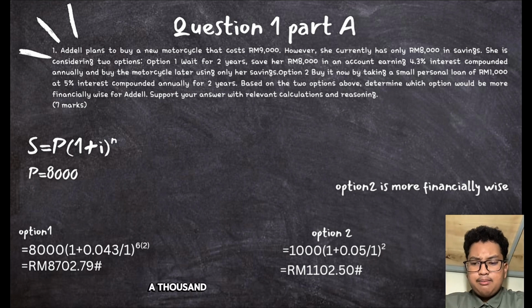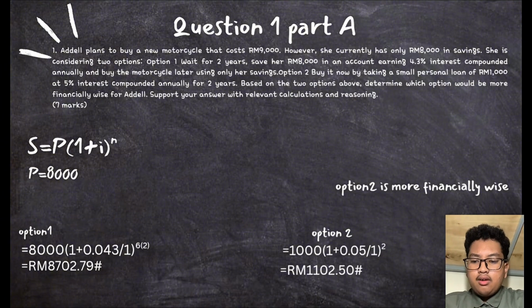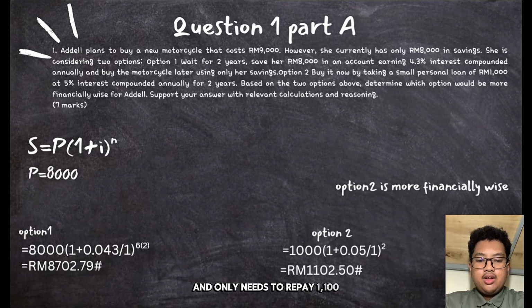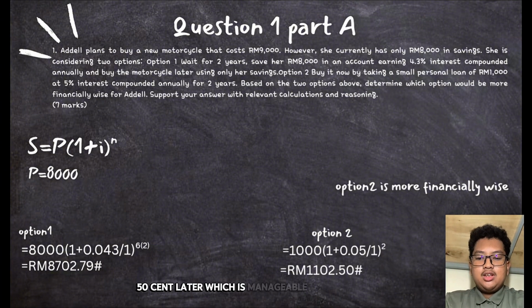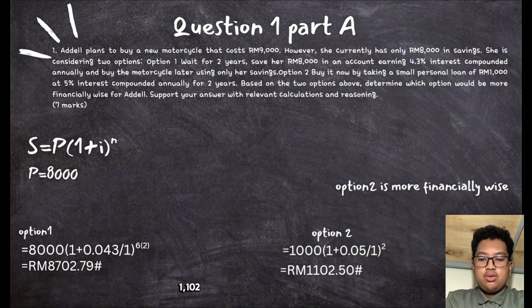Option 2: loan of 1,000 ringgit at 5% for 2 years. 1,000 multiplied by 1.05 to the power of 2 equals 1,102.50. She can buy the motorcycle now and only needs to repay 1,102 ringgit 50 cents later, which is manageable. Conclusion: since option 1 still leaves her unable to afford the motorcycle and option 2 only requires 1,102 ringgit 50 cents repayment, option 2 is the more financially wise choice.